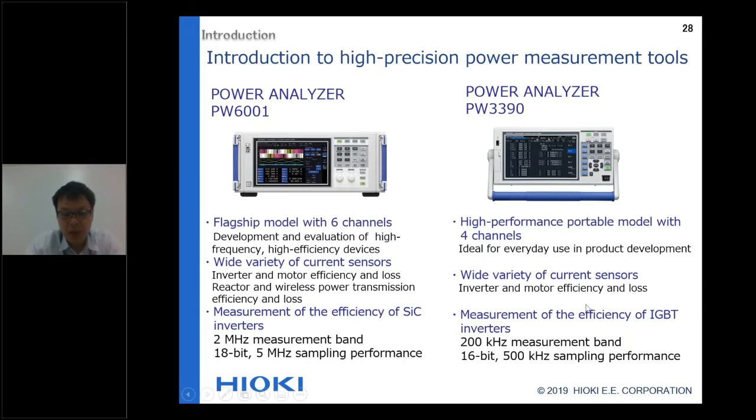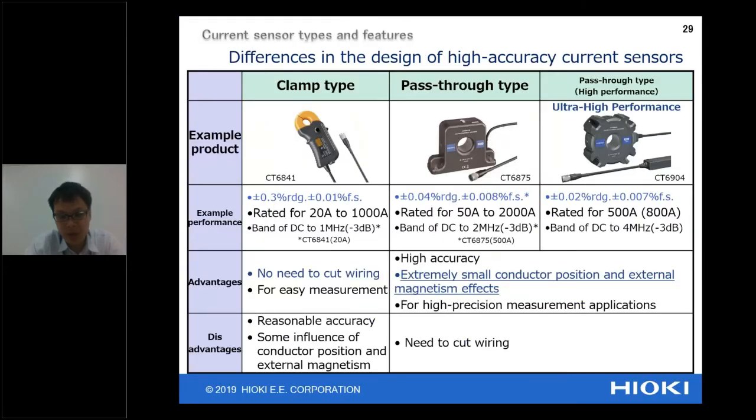Okay. And also, Hioki has very good technology for measuring this kind of accurate current. We have three types of current sensor for power analyzer. Clamp type, you can open and close, no need to cut the wire. It is very easy to use, and still you have 0.3% accuracy. We have a 20 ampere to 1000 ampere range, and the frequency goes up to 1 megahertz.